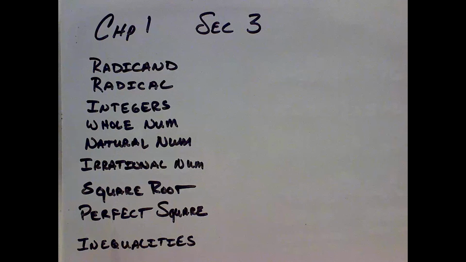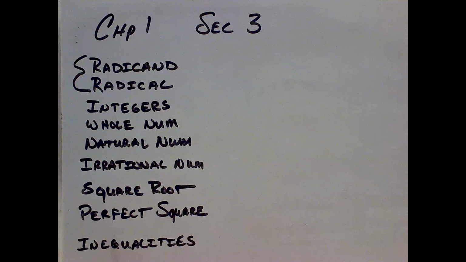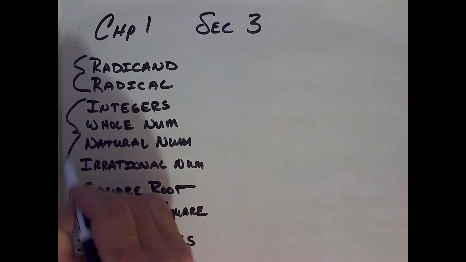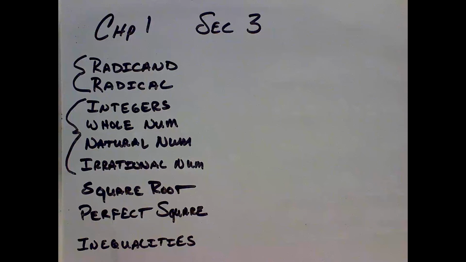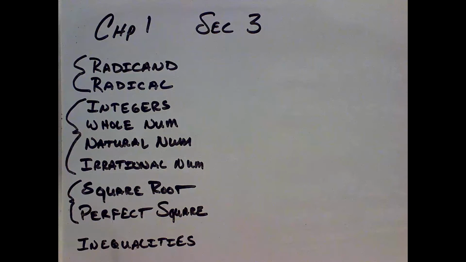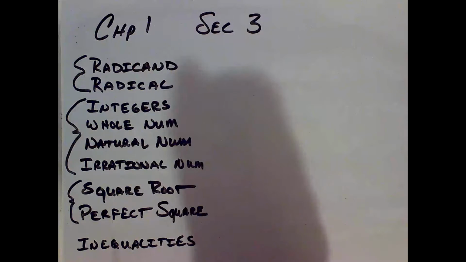Now I've kind of grouped these up, and the groups go like this. We've got radicand and radicals that go together. We have our integers, whole numbers, natural numbers, and irrational numbers grouped together. And then square root and perfect square grouped together, and then the last one, inequalities. And this is going to help you to understand what these are.